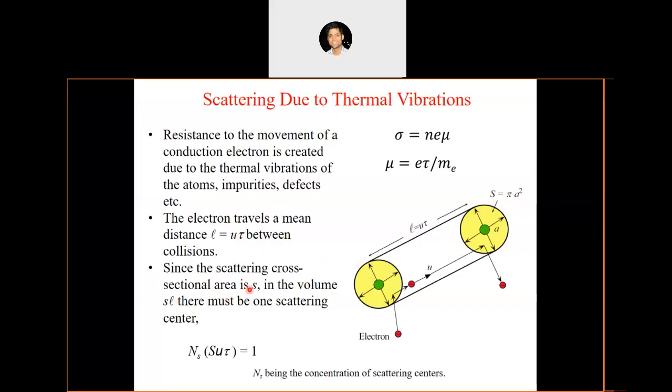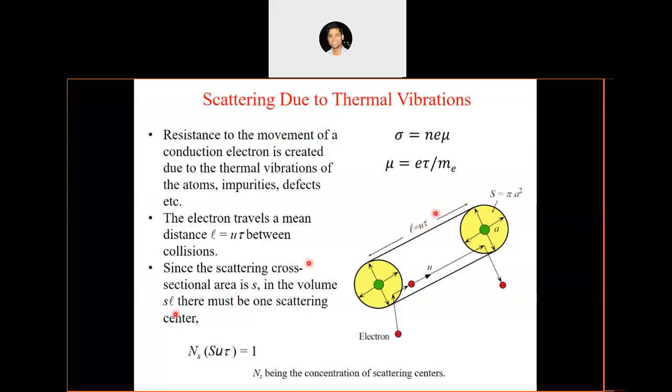So since the scattering cross sectional area is S, in the volume SL, which is basically the volume traveled by the electron, right? L is this distance which is being traveled by the electron, and then the volume which will be formed by this cylinder because of the atomic vibrations of the atoms. In this volume we can have only one scattering event, right? Or there can be only one scattering center. Otherwise, if there are more than one scattering center, then we will have more scattering in this time, right? Which means our mean scattering time will not remain as tau, it will be less than tau.